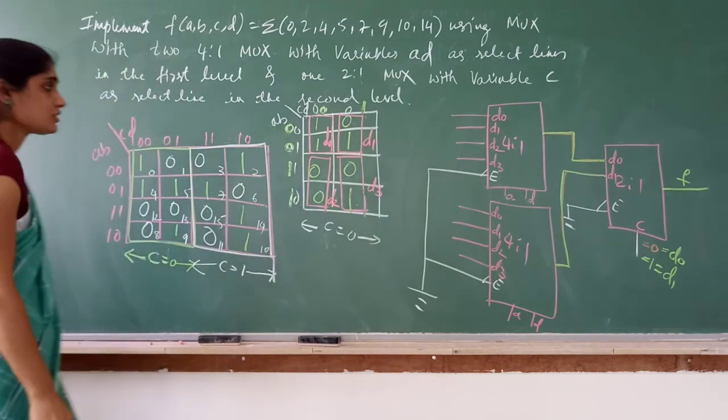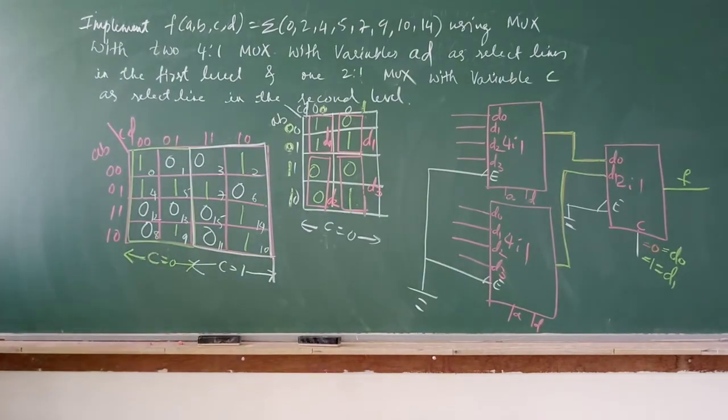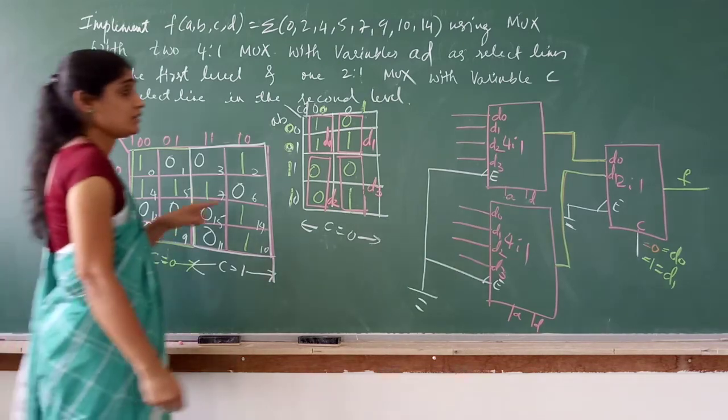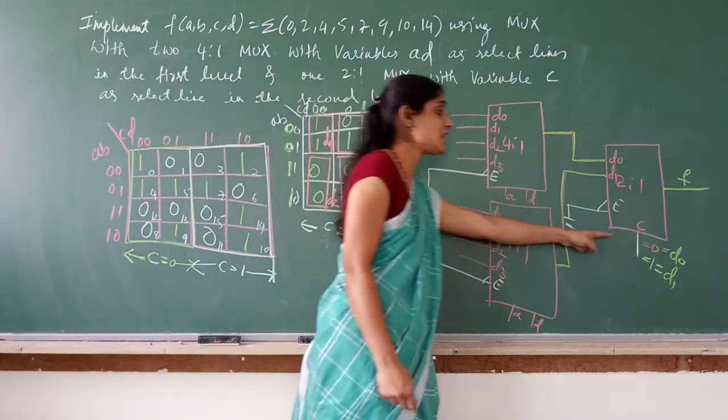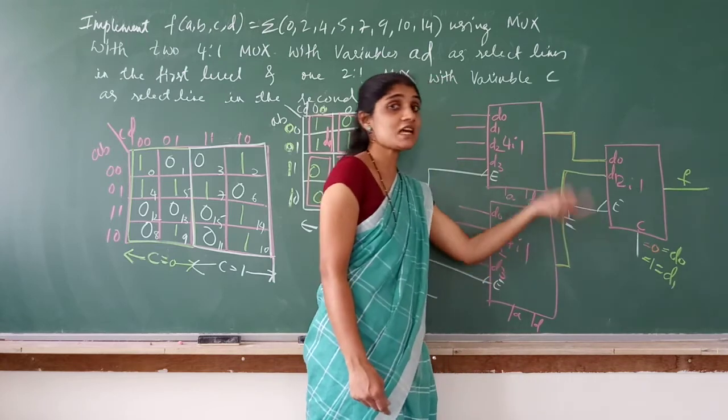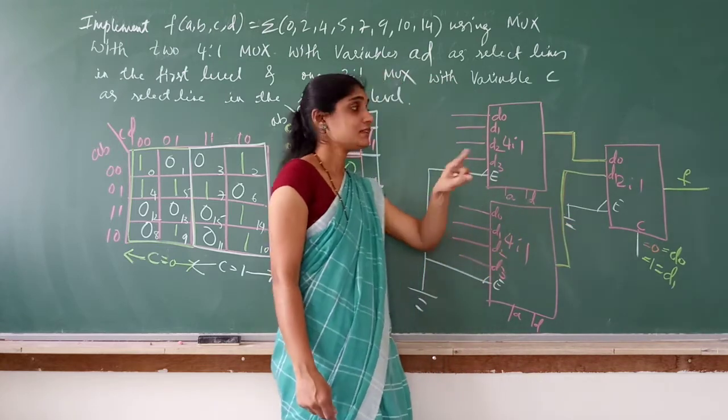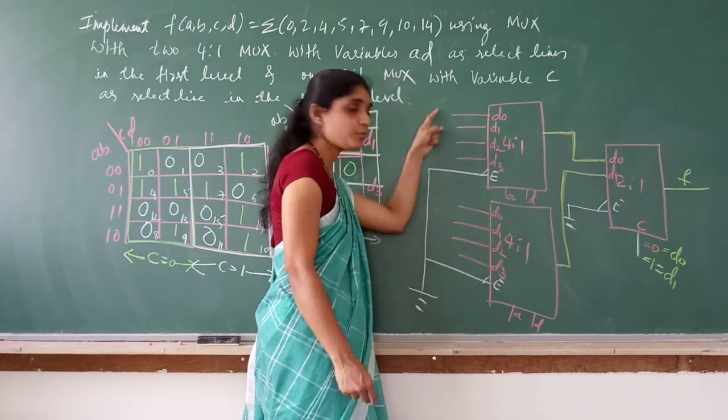Okay, hope it is clear. So when C is 0, we are going to use the first multiplexer. When C is 1, the second multiplexer. And now when C is 0, again only 4 inputs. So I have to use A, D, C as select inputs. Which is the other variable left out? B. That B variable will appear at the input here.